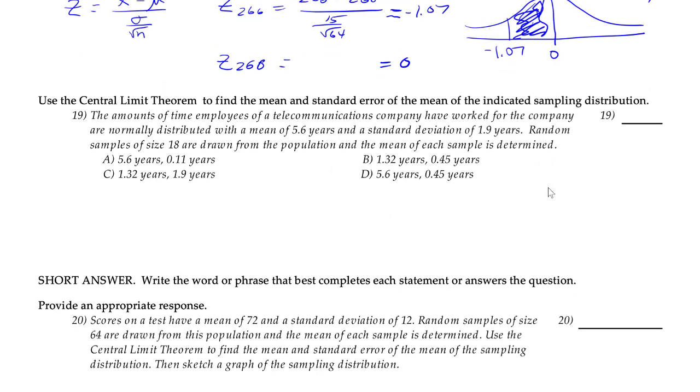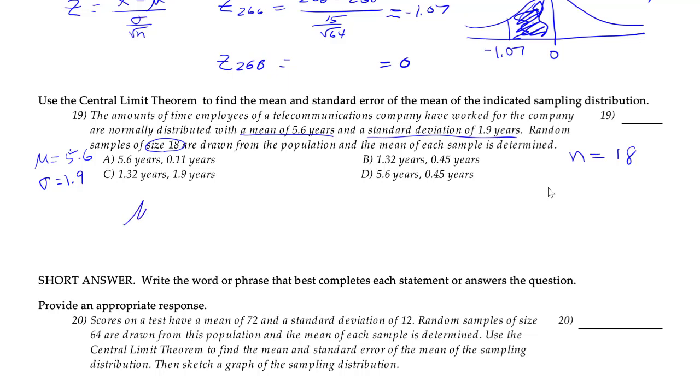Use the central limit theorem to find the mean and standard error. Okay. Employees, the time working for a company. Mean of 5.6 years, standard deviation of 1.9 years. That's from the population there. So that's a mu of 5.6 and a sigma of 1.9. And then random samples of size 18, so n is 18. The mean of each sample is determined. We're supposed to find the mean and the standard error of the sampling distribution.